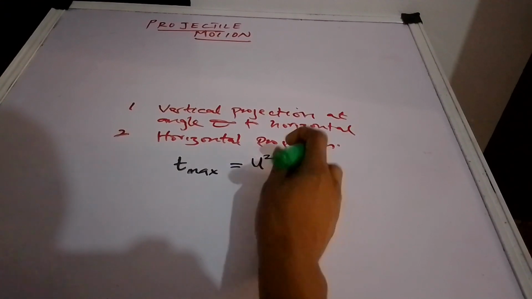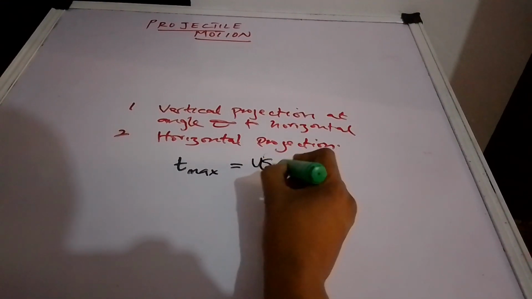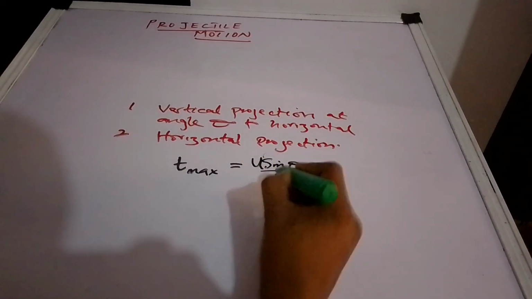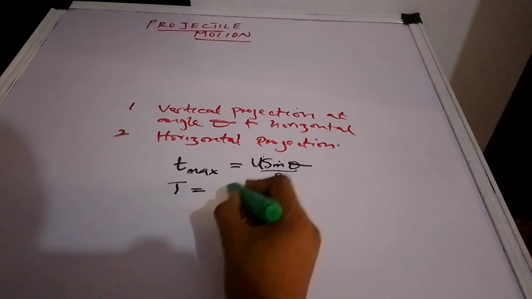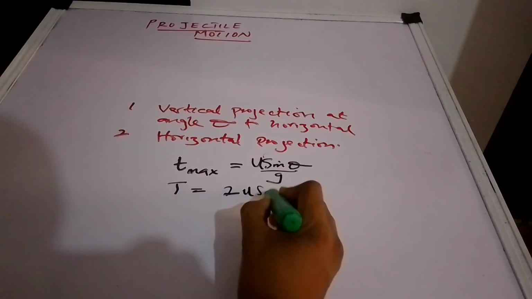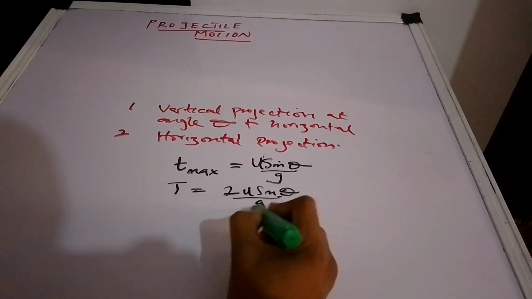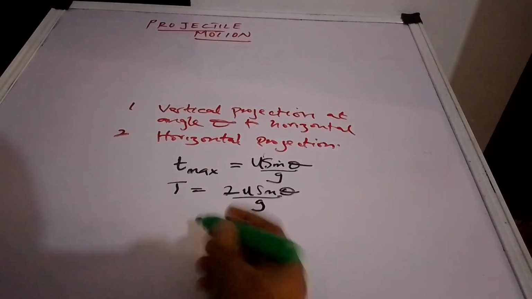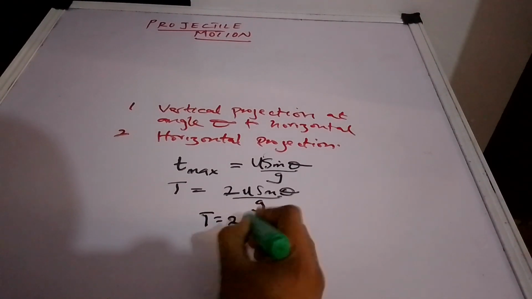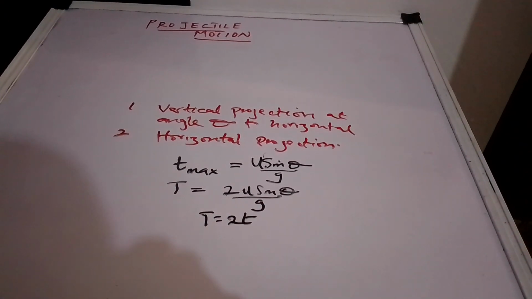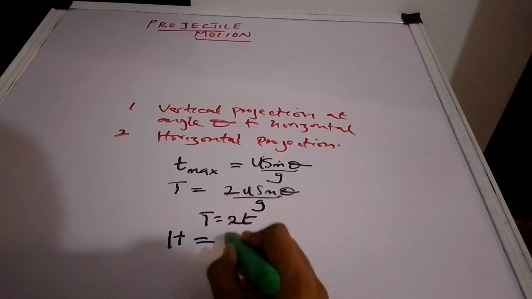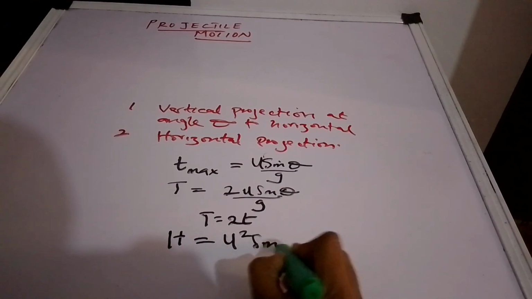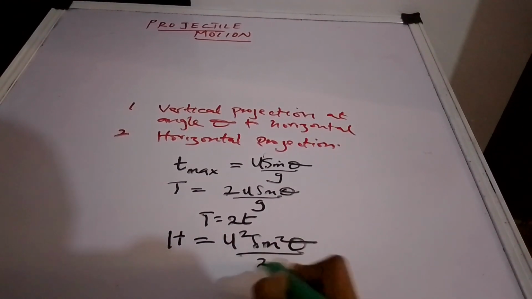U sine theta over g. If you are looking for the total time of flight, that is capital T, that is 2U sine theta over g, that is 2 of t. Otherwise, we can write it as T equals 2t, because the time it takes an object to go up is also the same time it's going to take the same object to come down. Now, what is the maximum height? Our maximum height is given as U squared sine squared theta over 2g.